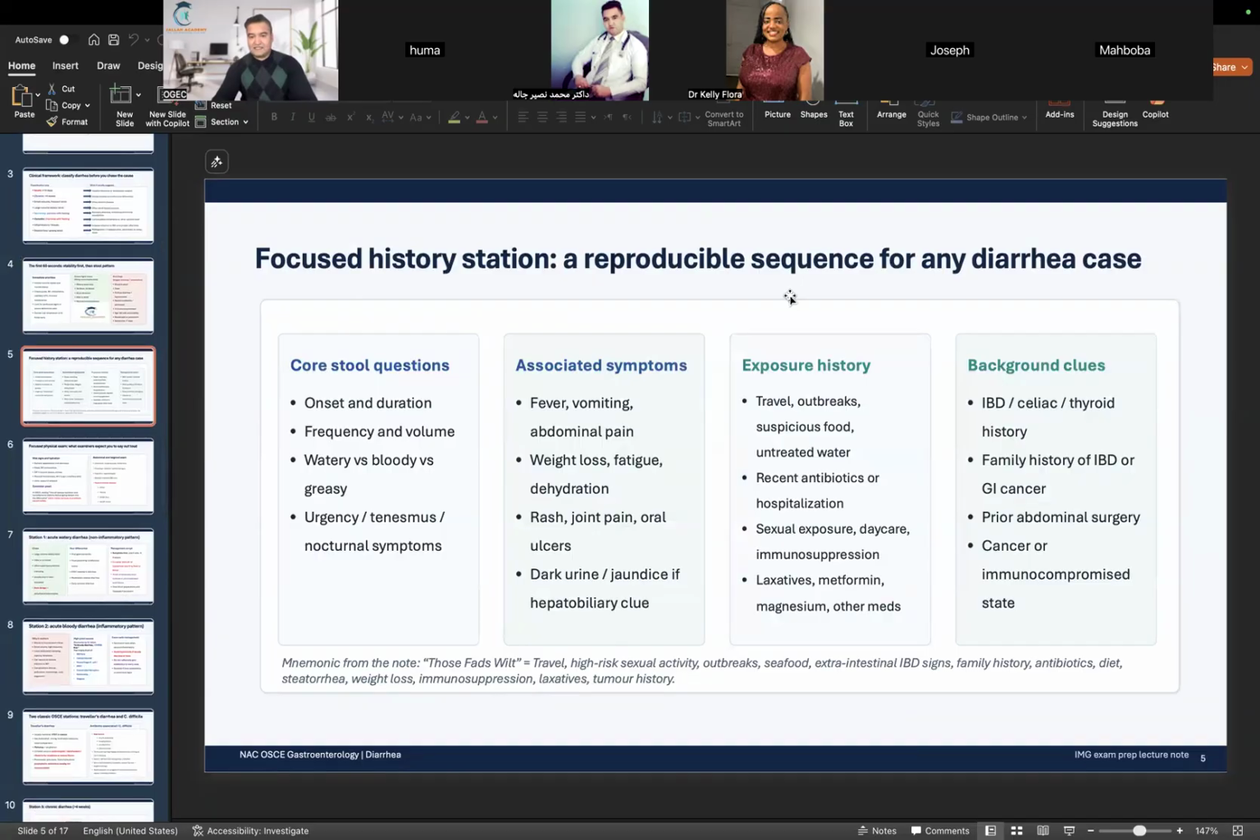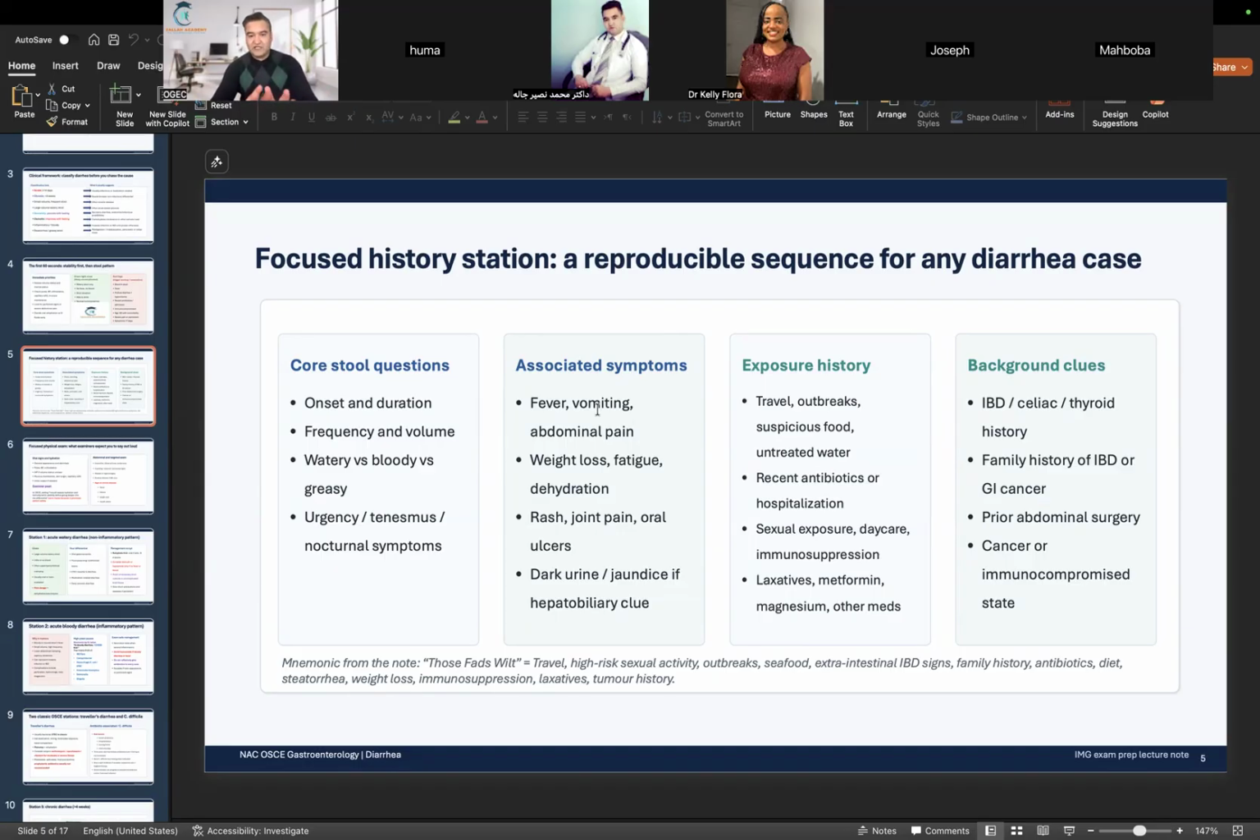Now, for the focused station, these are the things that you have to cover: the onset, duration, the frequency, the volume. Is it watery? Is it bloody? Is it greasy? Is there urgency, tenesmus, or nocturnal symptoms? Again, I forgot to add nocturnal symptoms, which is also a red flag. Associated symptoms: is it only diarrhea? Because if it is only diarrhea and watery, I don't worry, right? The patient is in the gray zone and the green zone.